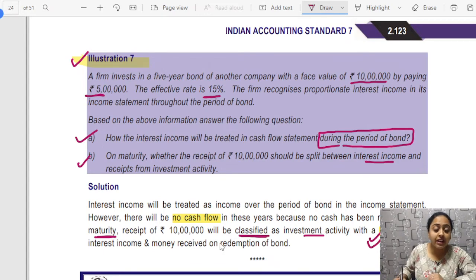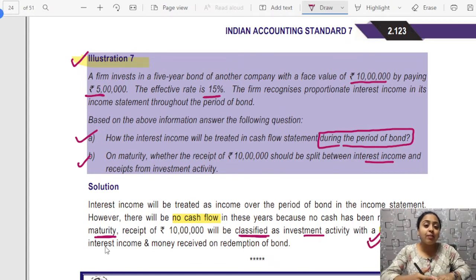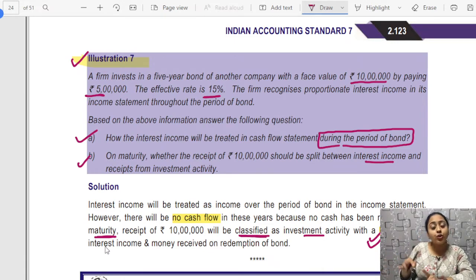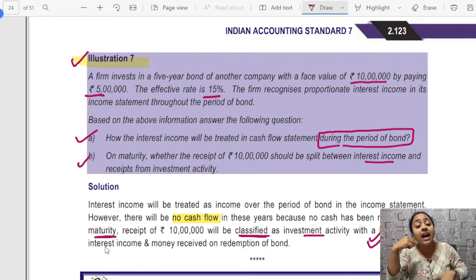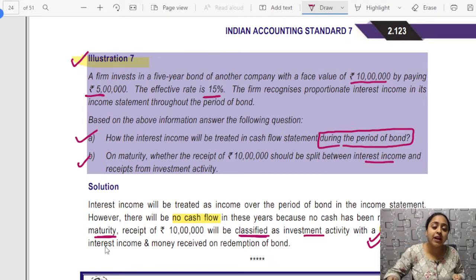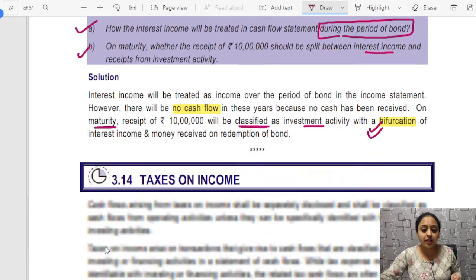You have to bifurcate and see that 5 lakh is the amount that I invested, which has been redeemed, has been returned, and the other 5 lakh that I am getting on the maturity is the interest amount that I have earned on such investment. So this is an investing activity, but you need to bifurcate it and provide it in two lines while preparing the cash flow statement. Initially only 5 lakh will be recorded and no income on the accrual basis will have any impact on the cash flow statement.